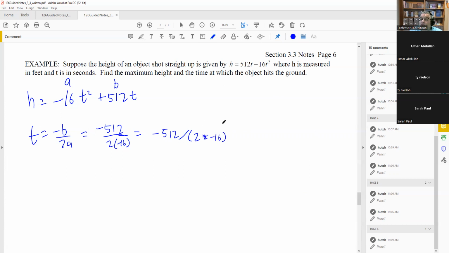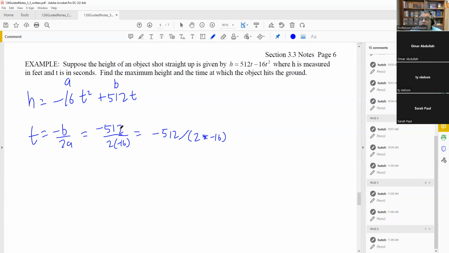You want to make sure you put these parentheses in here because the most common mistake I see students making is they'll just put it in the calculator as is. They'll put negative 512 slash 2 and then times negative 16. That's not going to get you the right answer, because the calculator is not doing it the way you want it to be done.